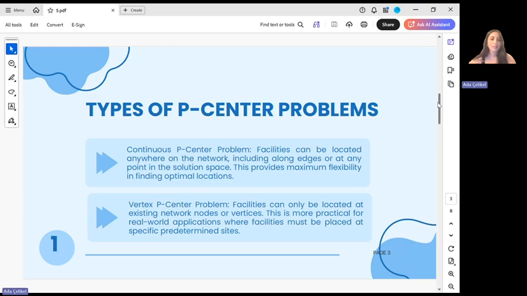The second type is the vertex P-center problem. Here, facilities can only be located at existing network nodes or vertices that are certain beforehand. This one is more practical in real life because companies often have limited possible locations for service centers.